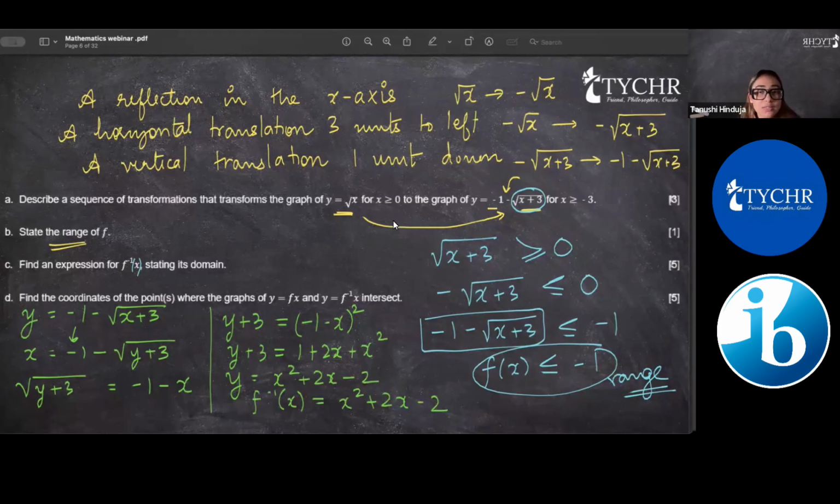Oh, they're also asking to state its domain. So for a quadratic, the domain is always all real numbers, but we also need to make sure that the range of f matches the domain of f inverse. So all we need to state is that the domain is x less than or equal to minus 1, because it has to be the range of the f function. That's how it goes for inverse functions. Yes, we can have 0 under the root.